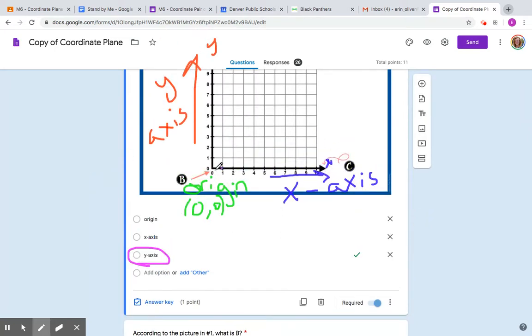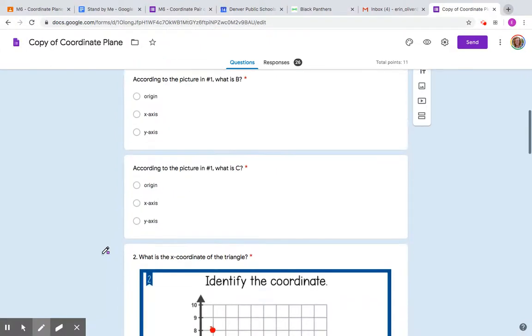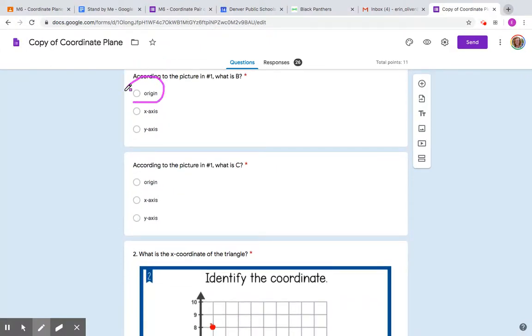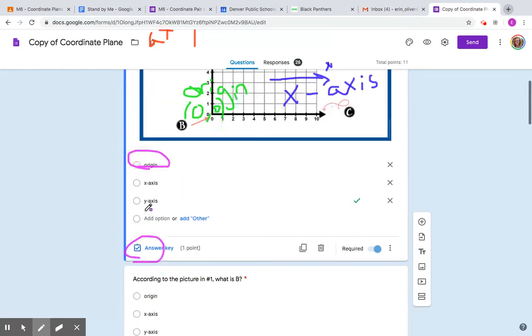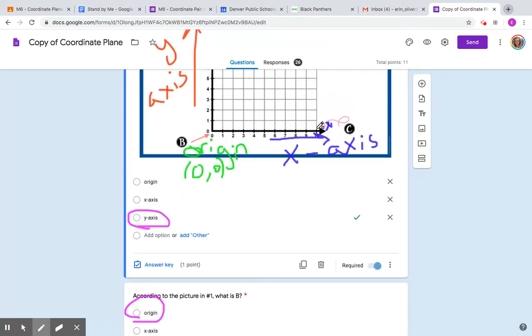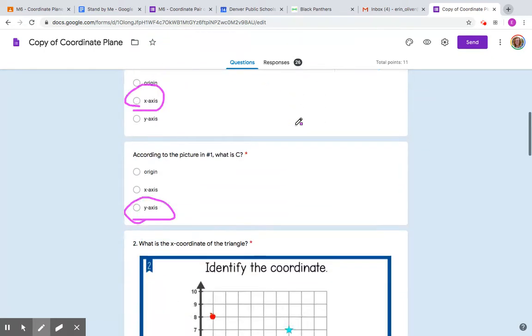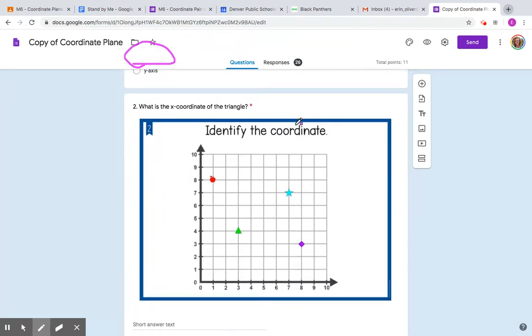B we labeled already as the origin, point 0, 0, where both of the lines begin, which makes C our x-axis. We know that because it's the number line going side to side, because we always move x and then y, over and then up. Let's take a look at our next problem.